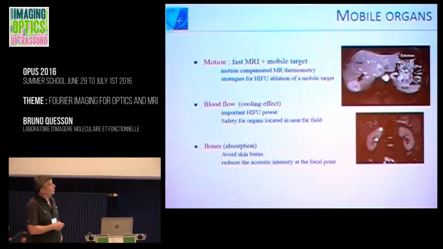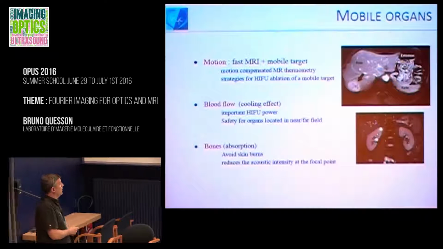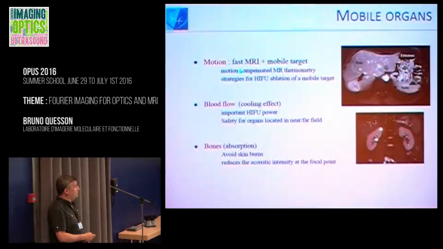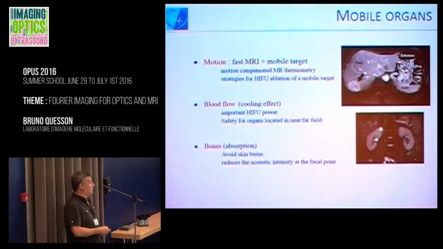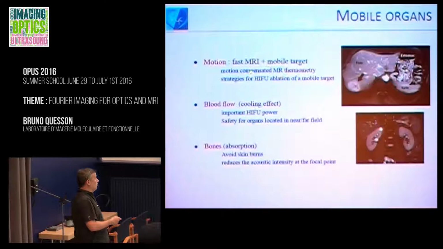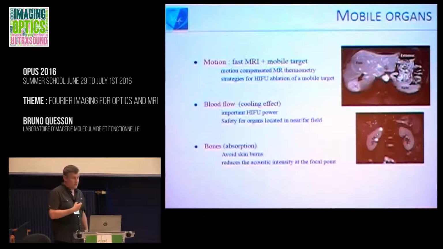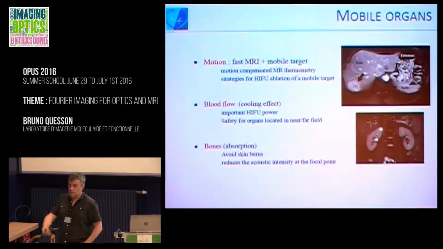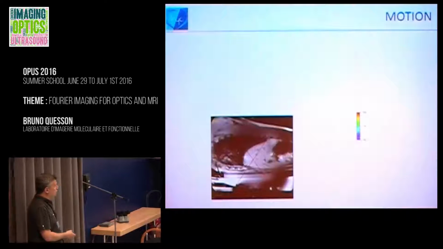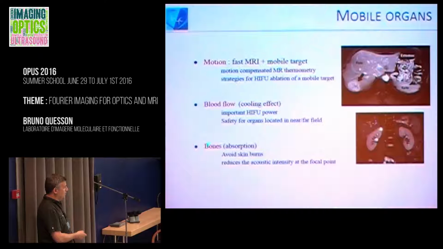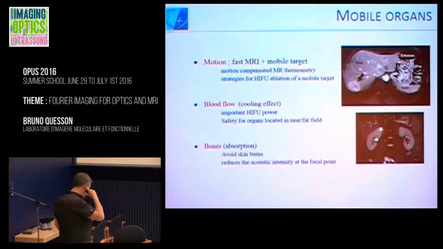I wanted to continue to show you that you can also do this on mobile organ. Then it's really tricky because of motion. So motion, you need to do fast MRI, faster than motion. You need to develop strategies for compensating the influence of motion on your temperature imaging. Also developing strategy for HIFU. The problem also is that you have often quite large blood flow, which is a cooling effect, which is placed against you because you want to bring calories somewhere, and the blood flow is going to evacuate them. Can we measure that? And you have also the bones that absorb the tissue, and if you do not take care, you can produce skin burns, and also reduces the acoustic intensity that you're delivering to your tissue.